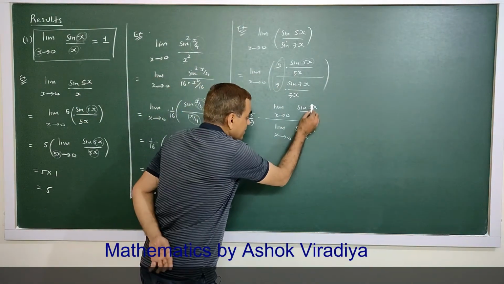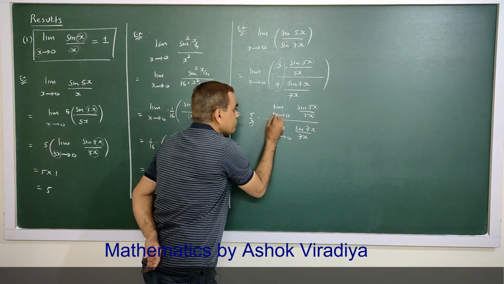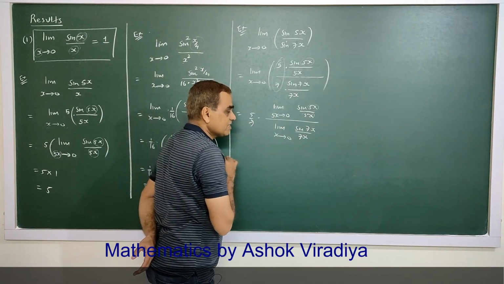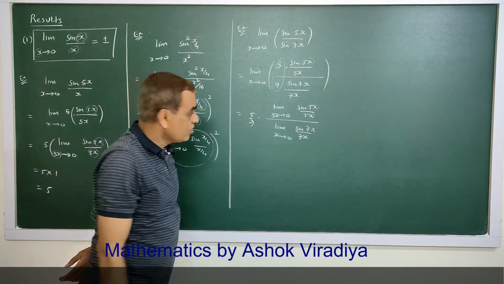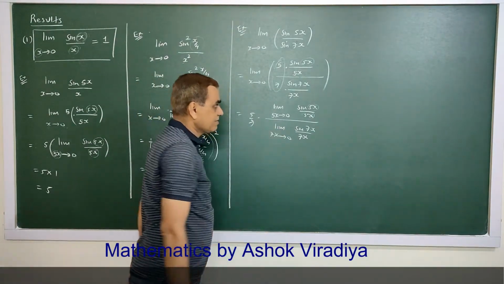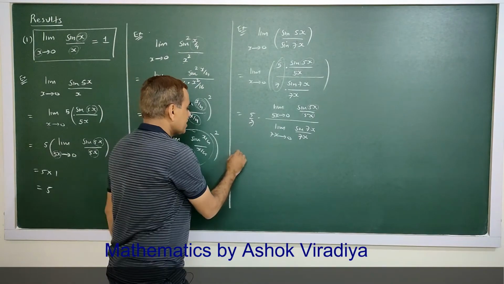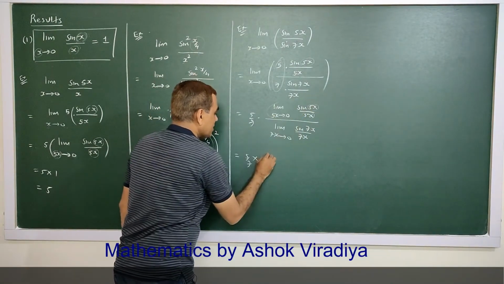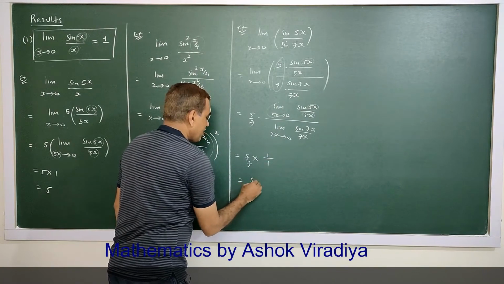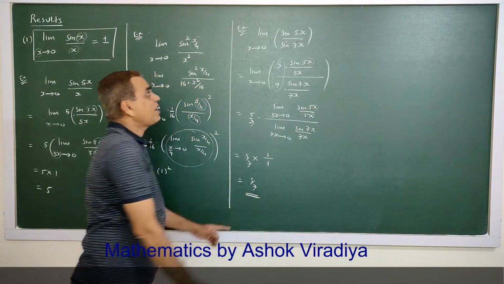Now here this is 5x, so we put here 5x. As x tends to 0, 5x tends to 0. Similarly, we put here 7x. So this is 5 by 7 into, this is 1 upon 1. So 5 by 7. That is the required limit.